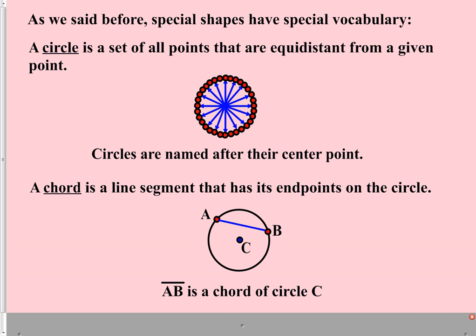Now, a special kind of chord is one that you have discussed in the past, back in your days in junior high and possibly even elementary school, and that would be a diameter. A diameter is nothing more than a chord that has a special property, and its special property is that it must pass through the center of the circle.